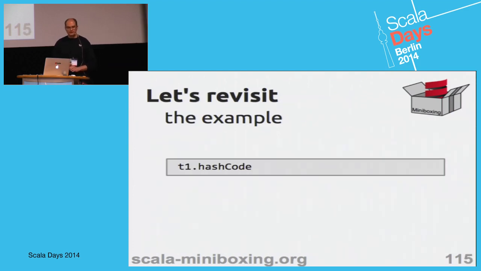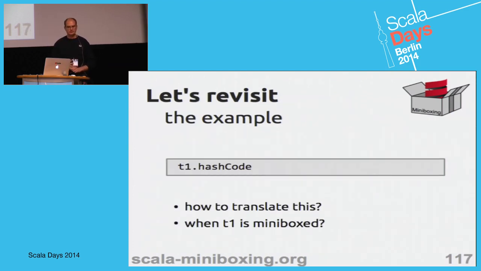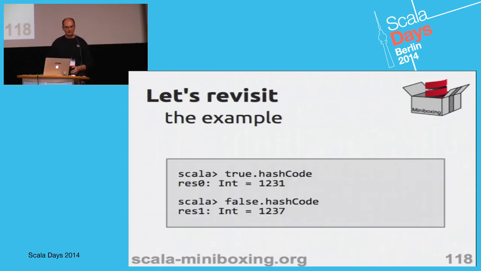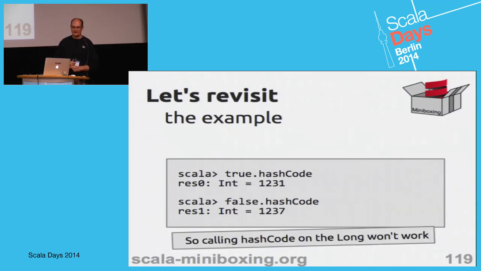Well, t1.hashCode. We know t1 is miniboxed, so it uses a representation, but we can't call it on a long, because you have all kinds of surprises in the hash codes. For example, here, true and false have pretty random hash codes on the JVM I'm using. So you cannot just rely on some encoding.